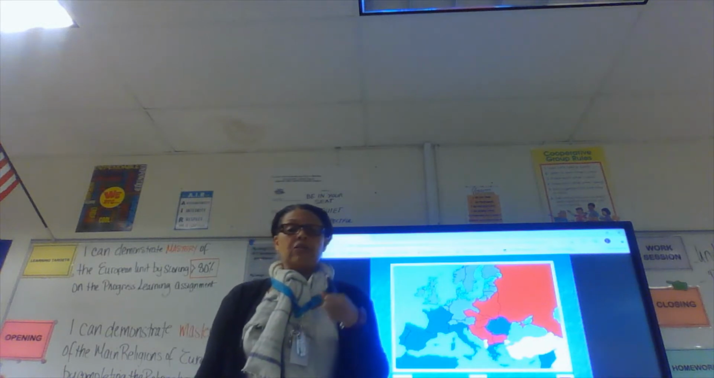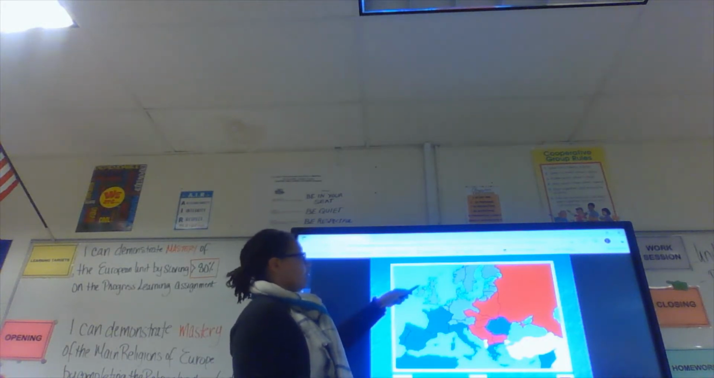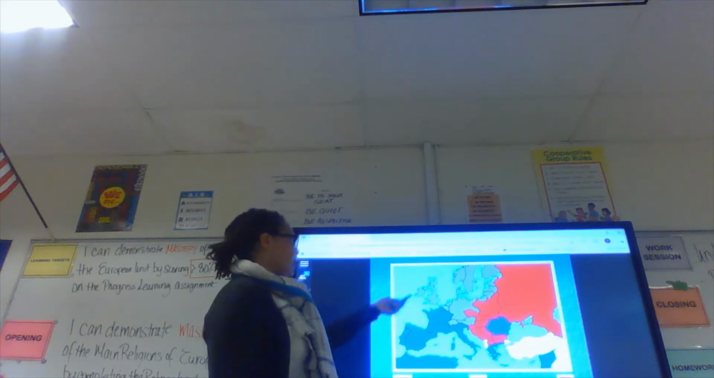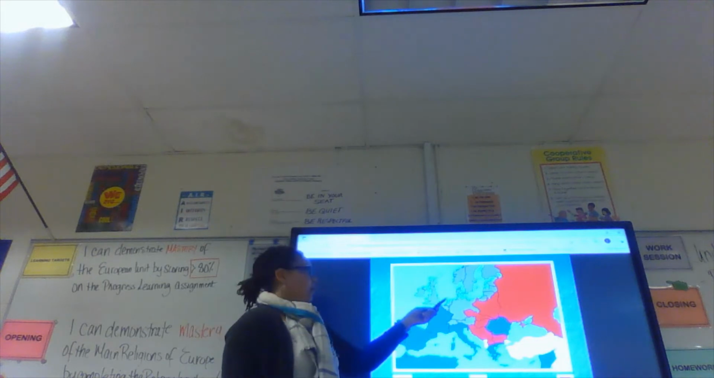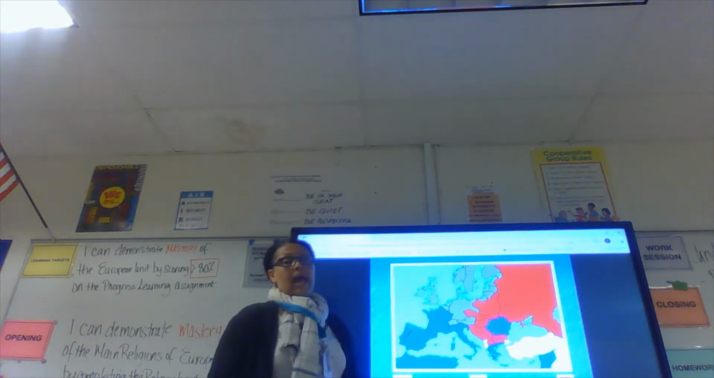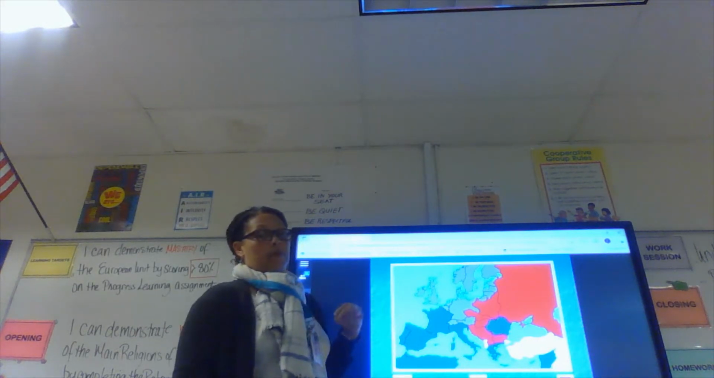Here's a map that illustrates where the Germanic languages are spoken. And if you look at the gray areas, you will see those are countries that predominantly speak English, like the United Kingdom, or German, like Germany. Some of the other countries that we did not learn about, they have a heavy mix of English as their primary language.